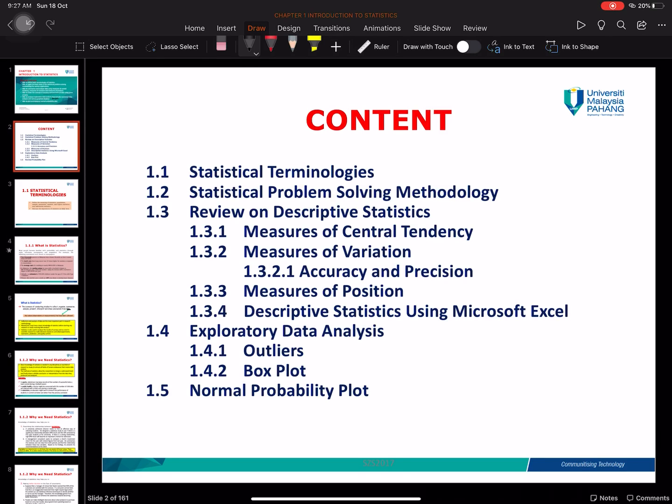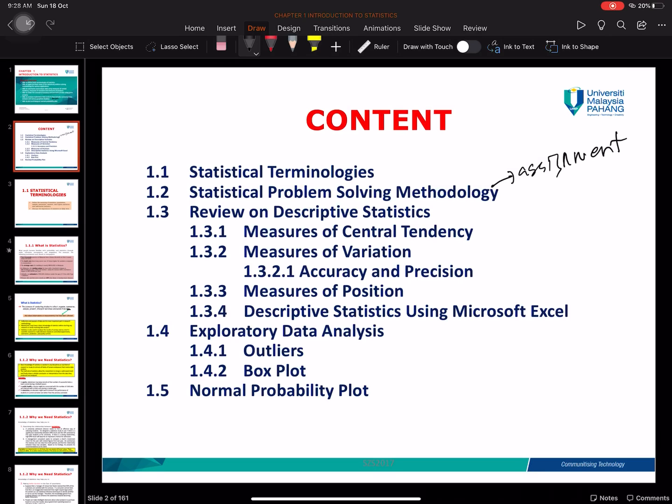Content: we have 5 subtopics, but in this video we cover 1.1 statistical terminologies. 1.2 is the statistical problem solving methodology, which will be implemented in your assignment later, so make sure that you focus. Then we have a review on descriptive statistics, where the calculation starts.